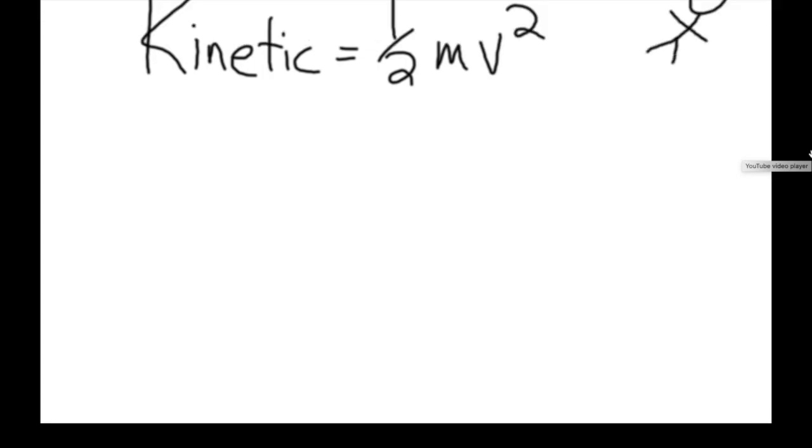Kinetic energy, energy of motion, is 1/2 mv squared. And so that's energy due to motion. And if I jumped off a 10-story building, I would convert all of that into kinetic energy at the bottom of my fall. But I don't want to do that.